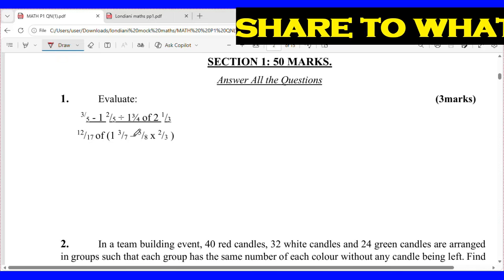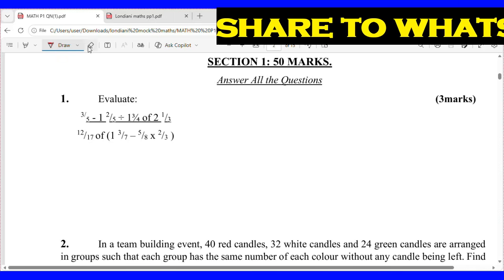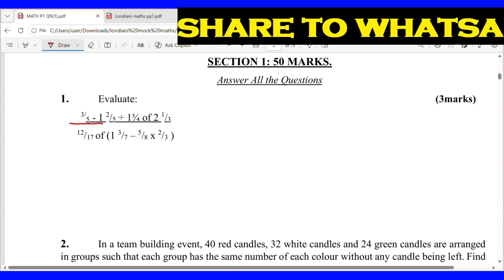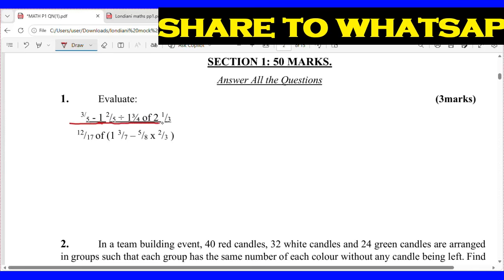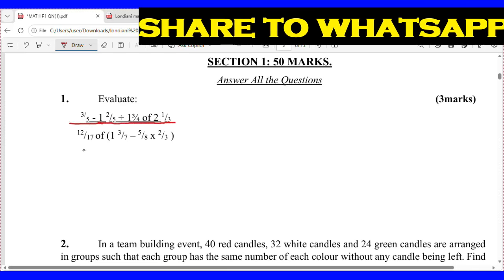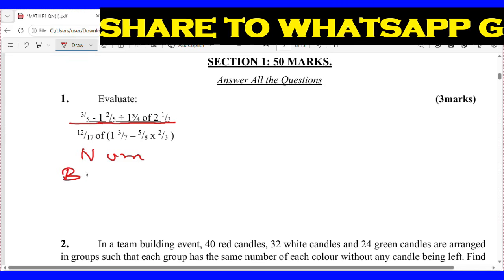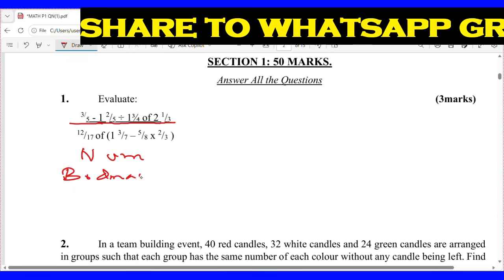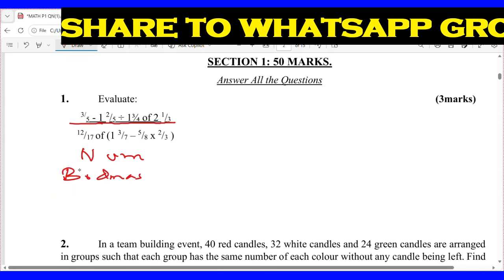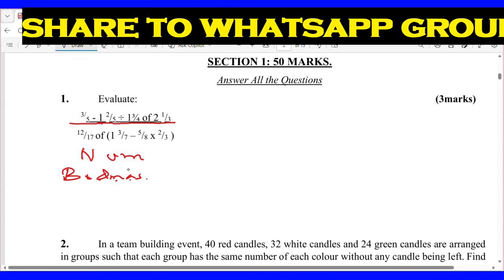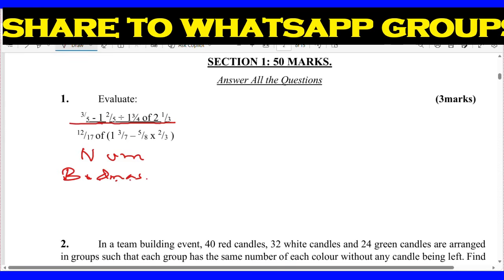So how do you do this one? You start with the numerator. You deal with the numerator and finish it. Once you finish the numerator, then you deal with the denominator. So you write the numerator, and once you write it, you write the denominator. Use BODMAS: you start with brackets, then of, division, multiplication, addition, then subtraction.